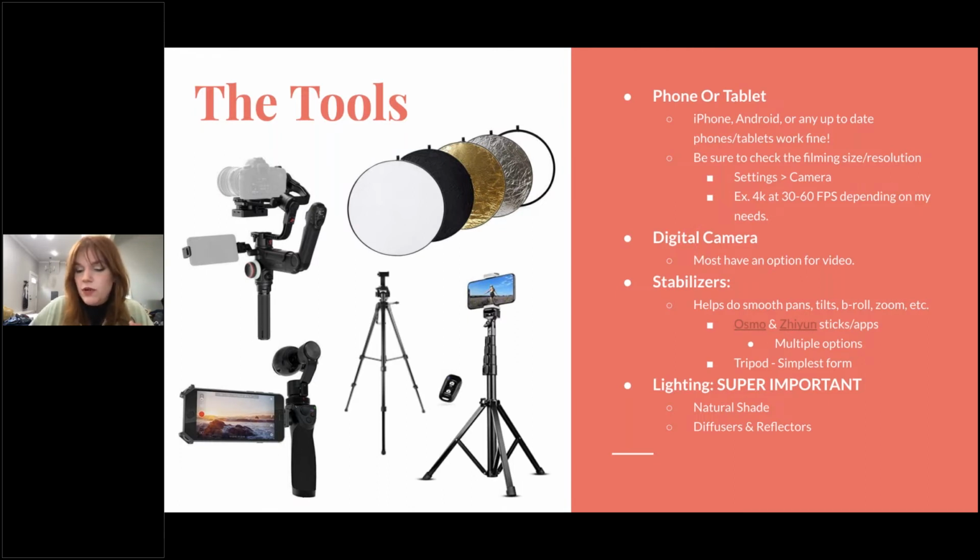The next tool, and this is probably my favorite, is stabilizers. There's a couple you can get, and I did include links with these. These help you do smooth pans and tilts and take really good B-roll, zoom. You can control all of it from your phone. Let's say I've got my phone in my hand. You know, there's a lot of shake, and you can always tell when someone's just holding the phone. These remove that entirely. It's such crisp footage.